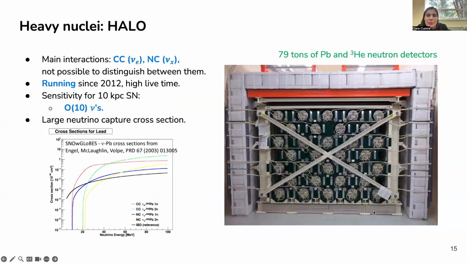Finally, HALO is an example of a heavy nuclei experiment running since 2012 with 79 tons of lead and helium-3 neutron detectors. HALO's sensitivity to charged current electron neutrinos is also mixed with the sensitivity to all flavor neutrinos by neutral current, and it does not have the ability to distinguish among them. But the advantage is the high cross-section that we can see in this plot, the large neutrino capture cross-section of lead.